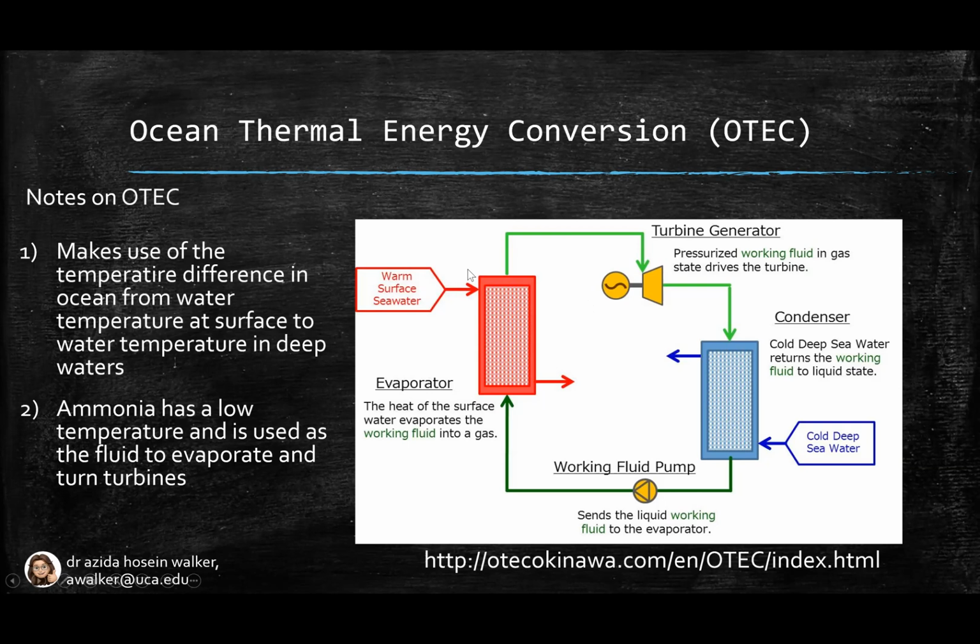So what you have is warmer seawater at the surface and colder water deeper below. And in the channel, because of the warm water, you can have ammonia being converted to a gas, and that's pressurized, and that goes to turn the turbine. Then the ammonia goes, and because of the cold seawater, it converts back to liquid ammonia and then is pumped back into the evaporator where it goes up to the surface of the liquid.